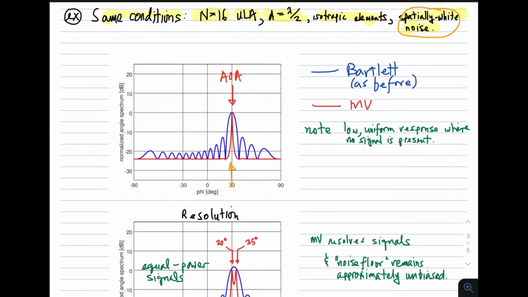And now we're showing the MV result as a red line, and you will see immediately that the performance is dramatically better. We see a very sharp spike at the angle from which the signal is incident, and furthermore, we see that the MV spectrum is flat at all other directions, unlike the Bartlett spectrum where we have the side lobe structure. So low uniform response where there is no signal present, and that's a pretty big advantage of MV.